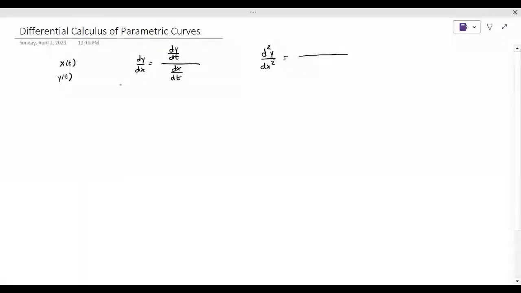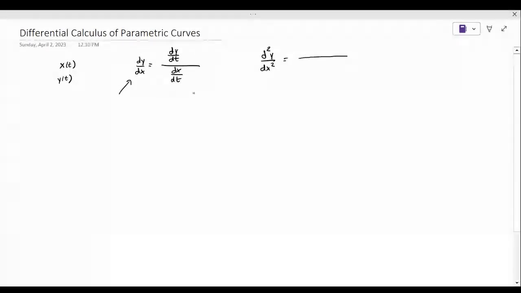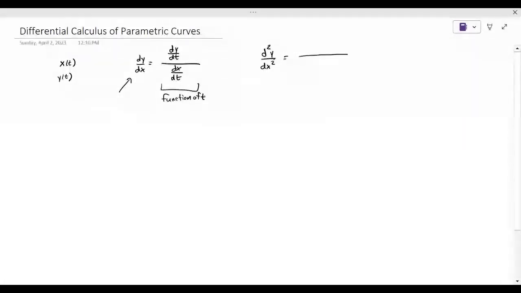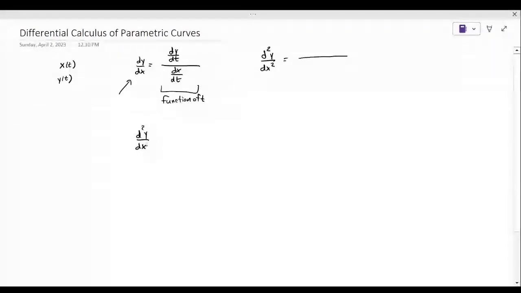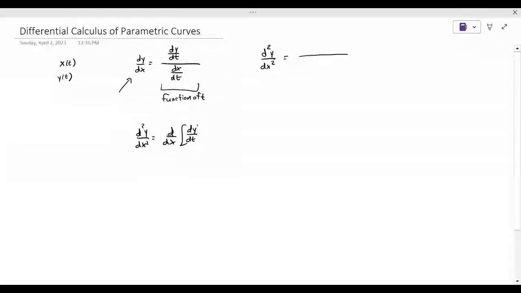So you have to compute the first derivative, and you're going to get a function of t over the parameter t over here. It's a function of parameter. Okay, and you know that the second derivative is nothing but the first derivative of the first derivative, right? So you're going to have a function of t differentiated with respect to x, so you're going to have to use chain rule.